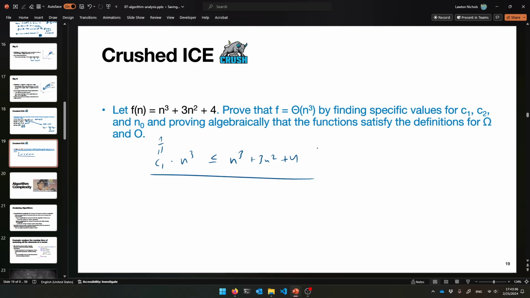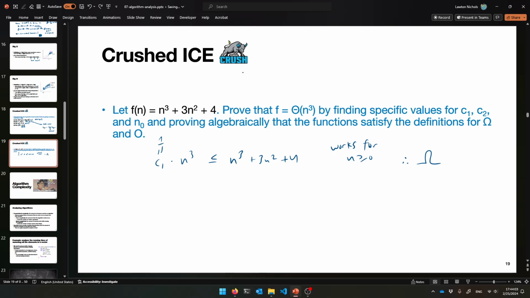This holds, right? If c1 is 1, n cubed is always less than or equal to n cubed plus 3n squared plus 4 for any n bigger than or equal to 0. Works for every n greater than or equal to 0. And just like that, that part gives me the big omega. Therefore, this is big omega of n cubed.